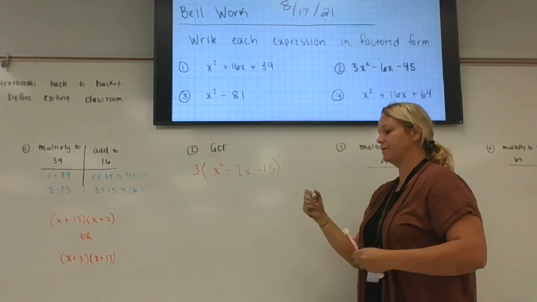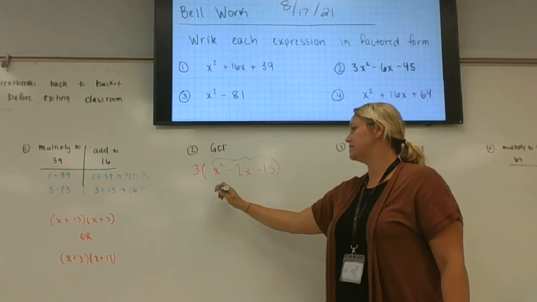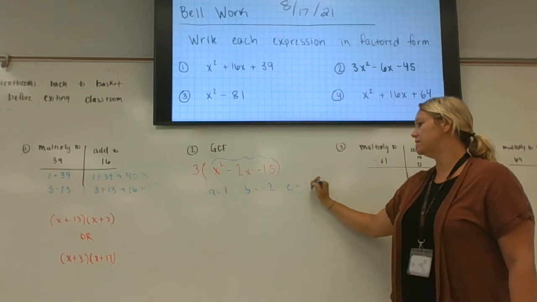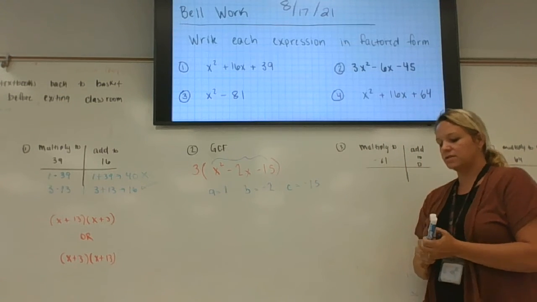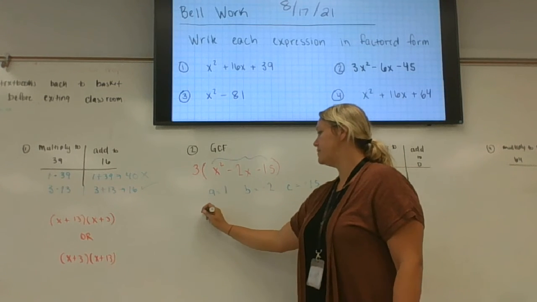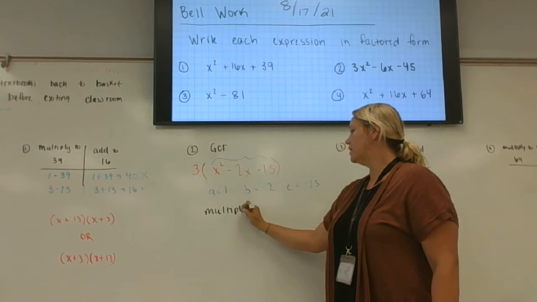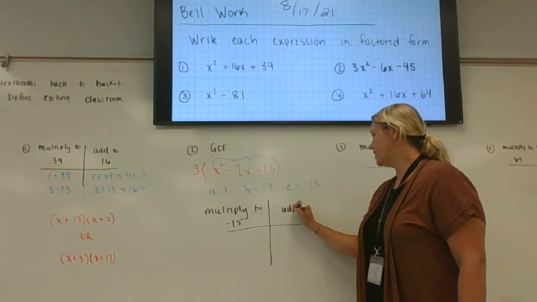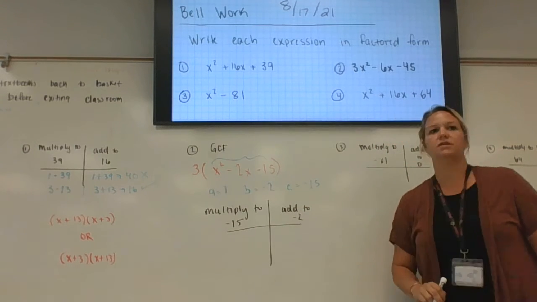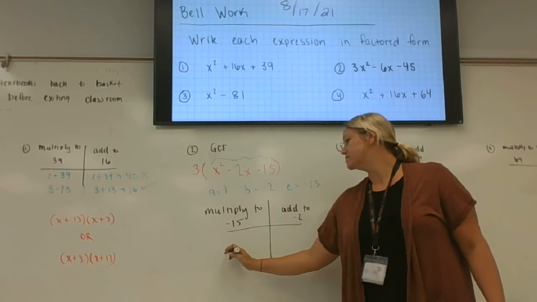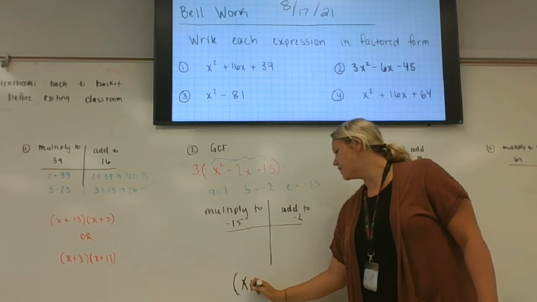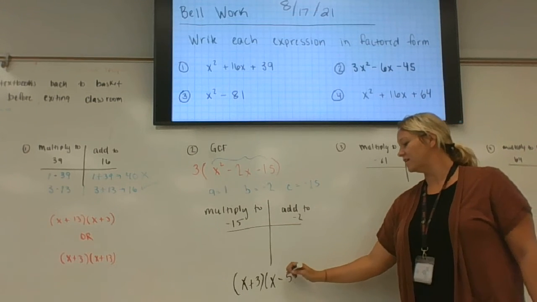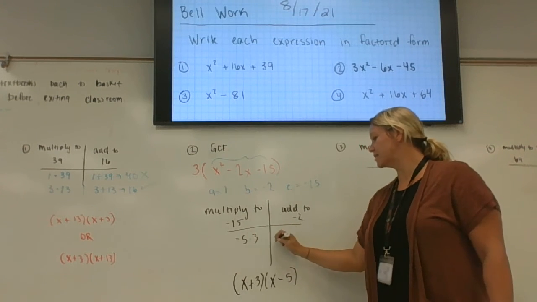Now I'm going to try the problem with what's left in these parentheses. A is now 1, B is now negative 2, and C is now negative 15. So now that the GCF has been taken out, I want to multiply to negative 15 and add to negative 2. What did you guys come up with? Yes? Yeah, very good. Negative 5 times 3.